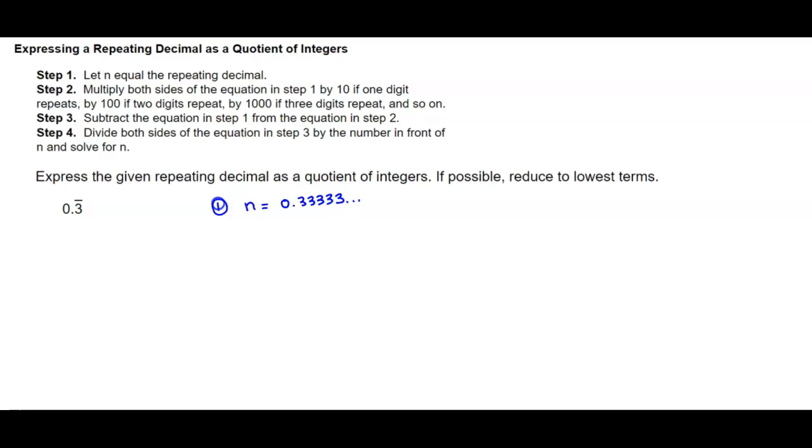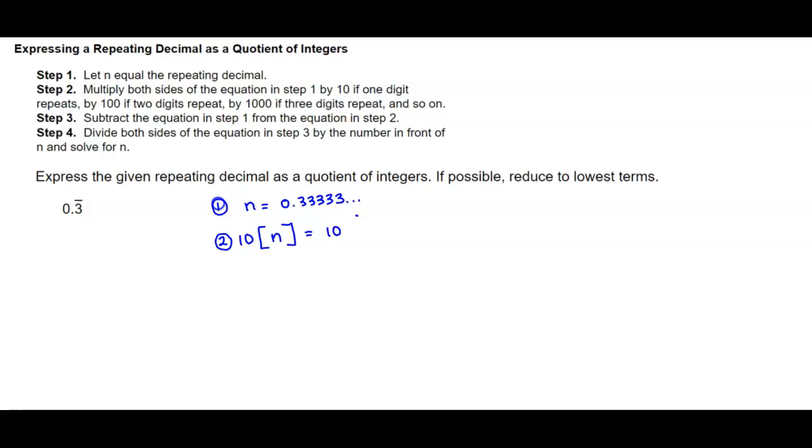Now the next step, with that equation of n equals 0.3333, says to multiply both sides of the equation in step 1 by 10 if one digit repeats, by 100 if 2 digits repeat, by 1,000 if 3 digits repeat, and so on. The only digit that's repeating is 3, which means there's only 1. So in step 2, we're going to take 10 and multiply it by both sides of the equation.